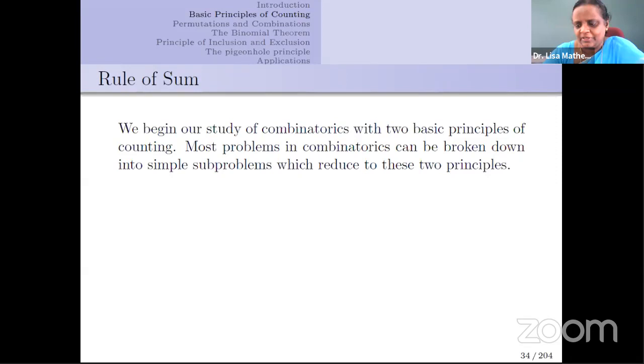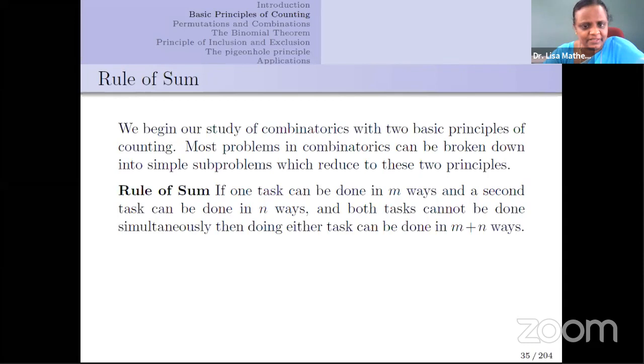Now we begin our study of combinatorics with two basic principles of counting. Most problems in combinatorics can be broken down into simple subproblems, which reduce to one of these two principles.